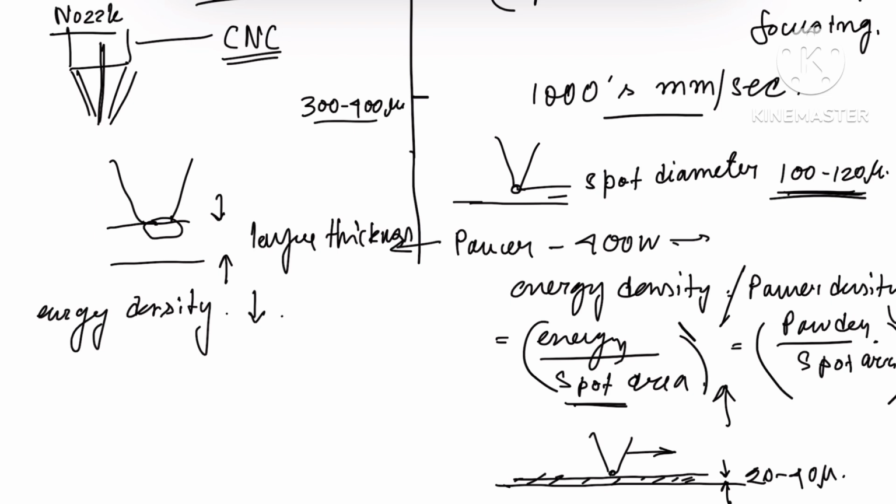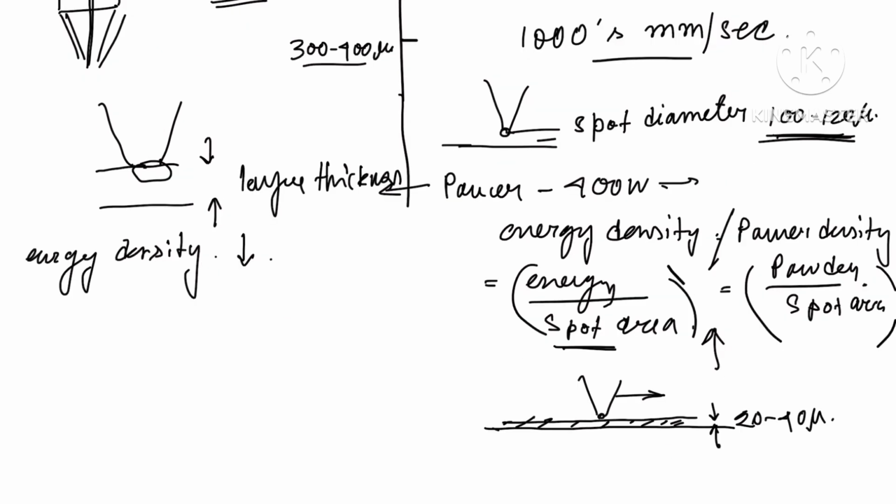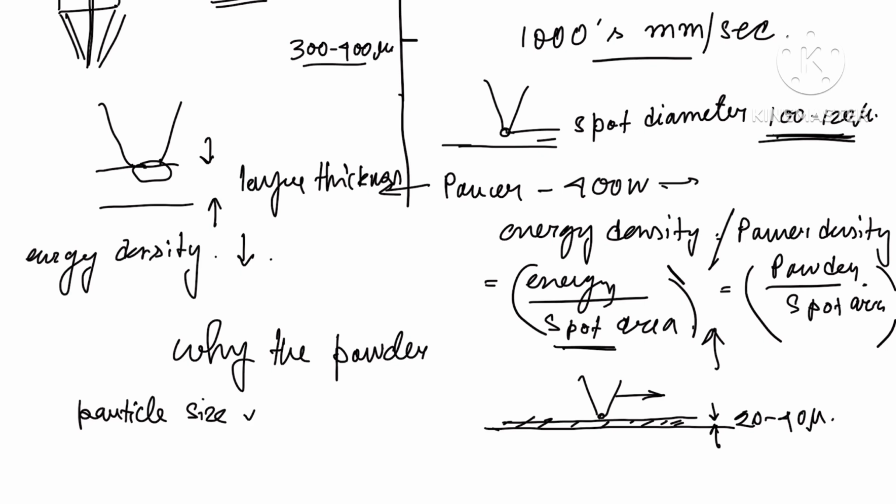So there is another question. The powder particle size distribution is higher in case of DED. So why is it higher? Is there any specific reason, or is it a limitation of the DED process? Well, it's both or it's neither.